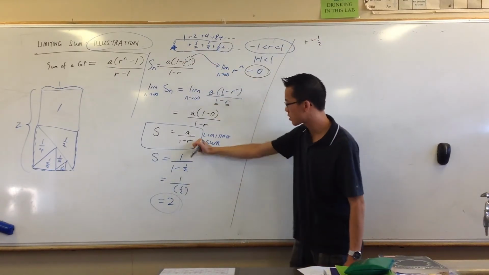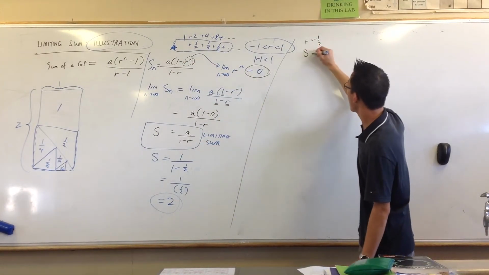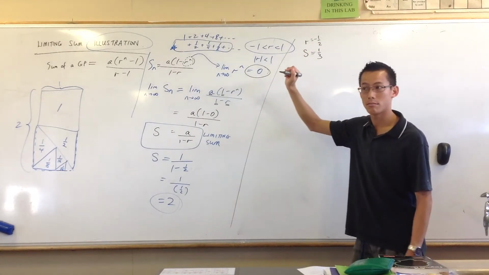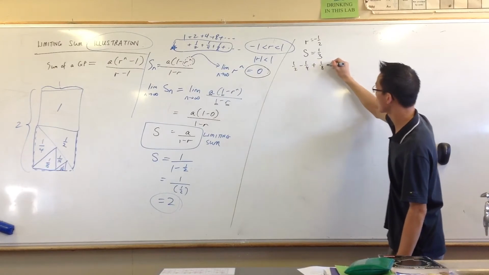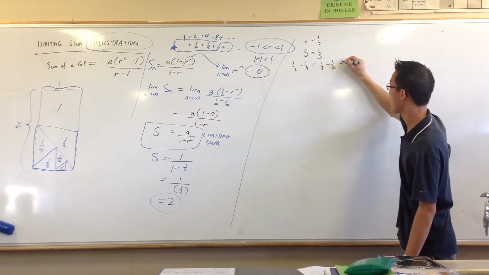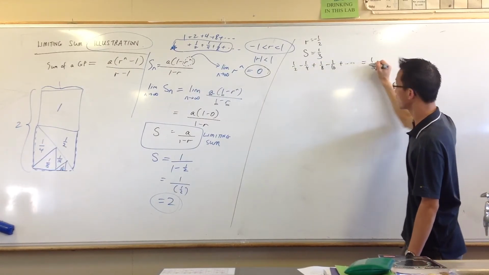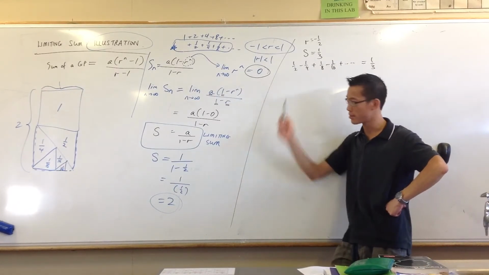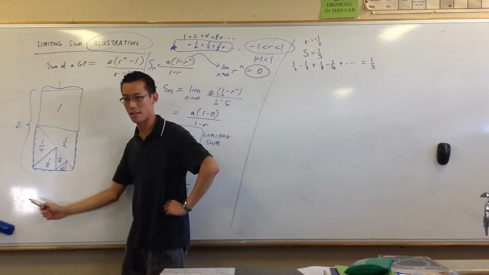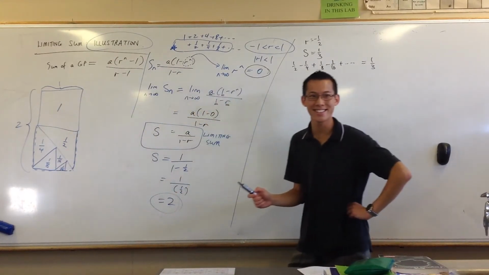Using this formula, you can go ahead and verify it. We found that the sum would be a third. We found that a half minus a quarter plus an eighth minus a 16th and so on was going to be equal to a third. And I said, can you draw this just like we have drawn this? Any takers?